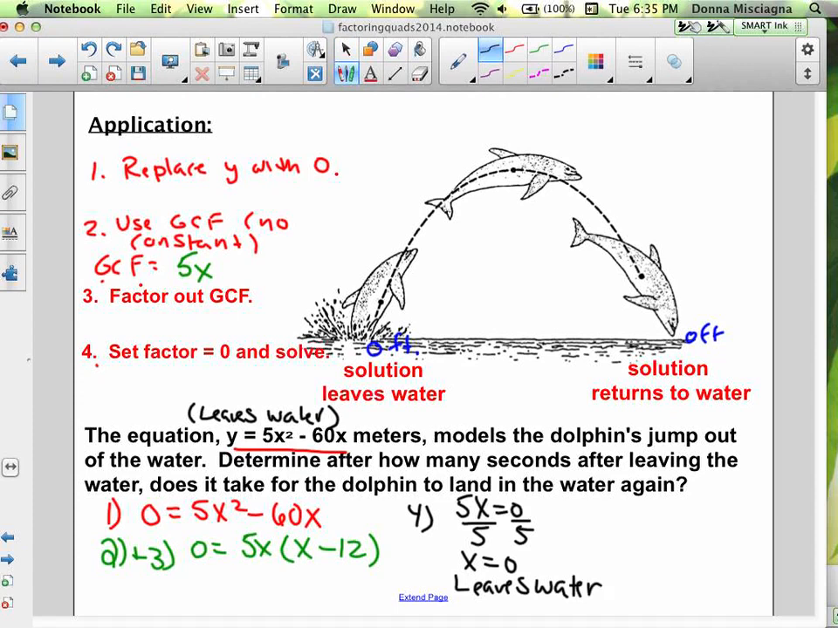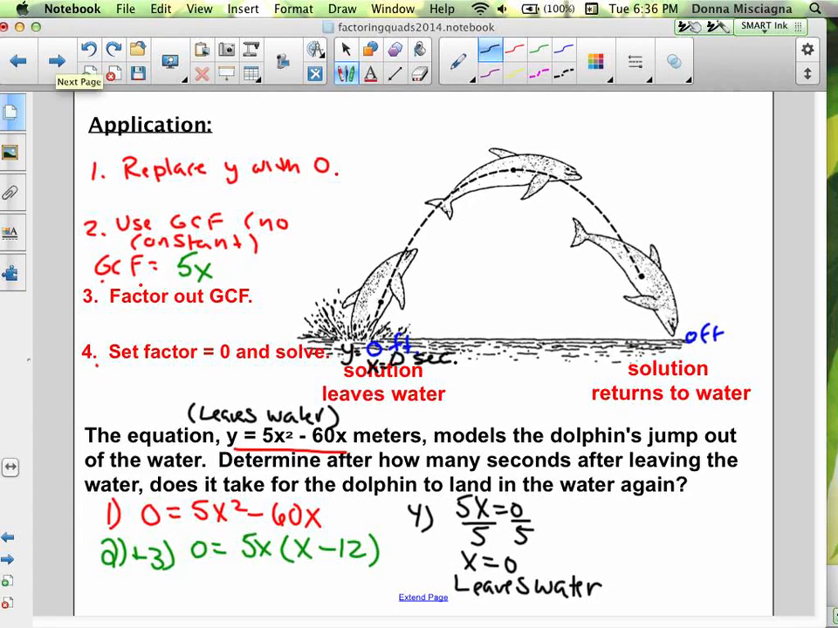Right? When no time went by, he left the water. So it was 0 feet, and it's also 0 seconds. I was looking for the unit of measure. So technically that'd be like the point (0, 0). So the 0 feet is the y, is the 0 seconds, because we're solving for time here. We're solving for the x.